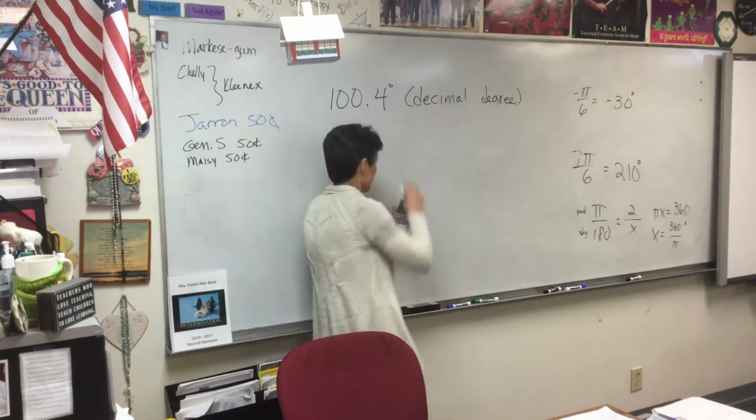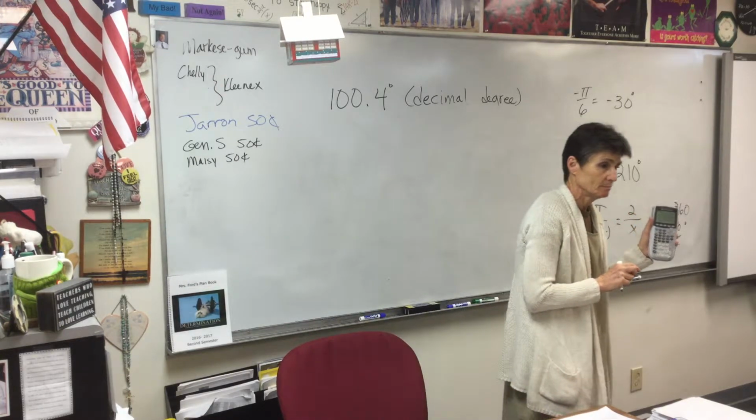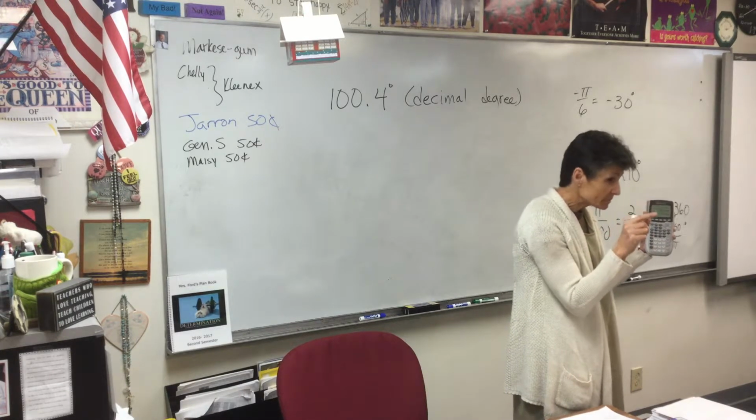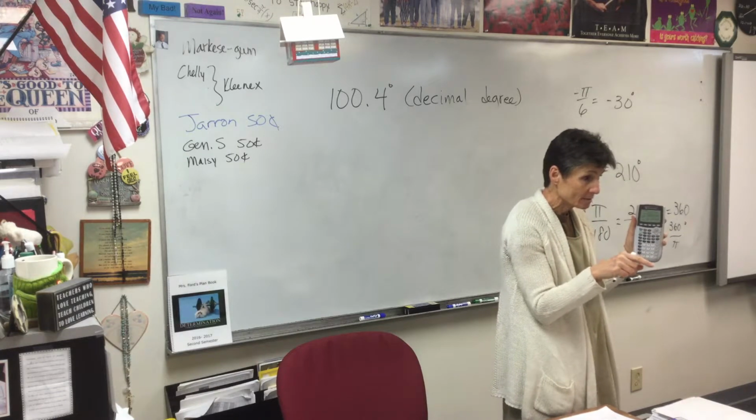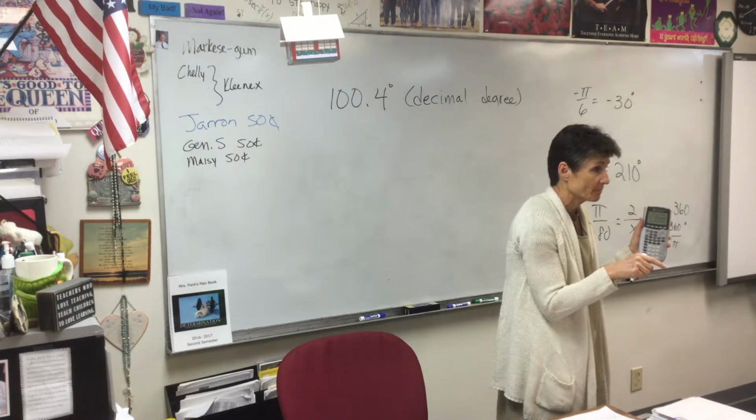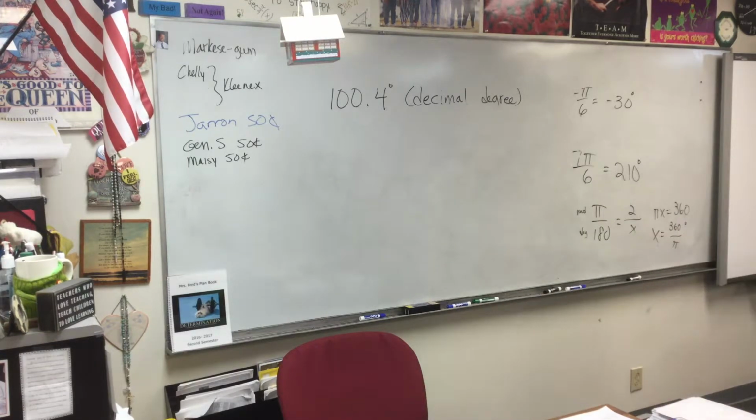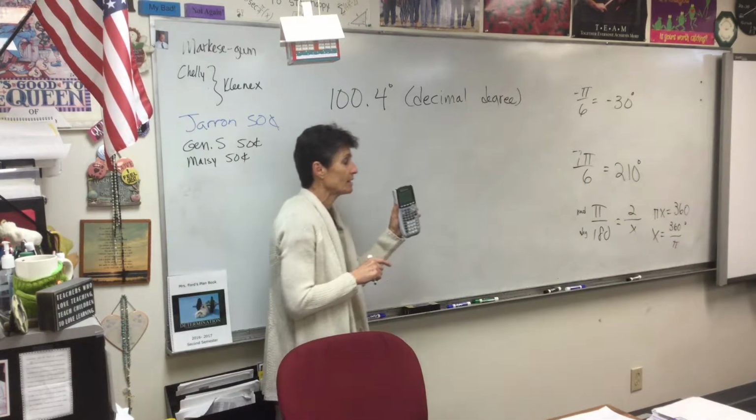Now, type in 100.4. Where's the degree? Press mode. Look at all the lists of options you have, and one of them is degree. You just want to highlight it. You don't click on it, you just highlight it and hit enter. It says degree. Now, we got 100.4, put that in.